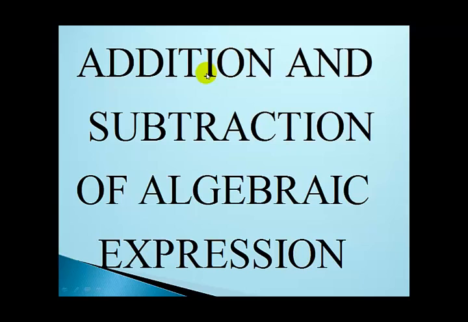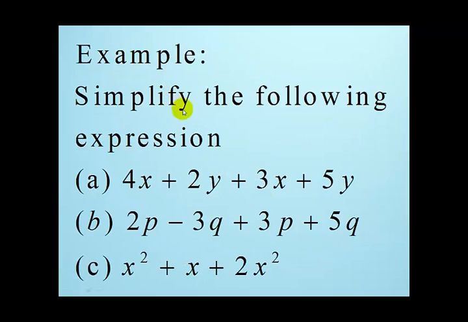Now let's look at addition and subtraction of algebraic expressions. Example: simplify the following expressions. A: 4x plus 2y plus 3x plus 5y. B: 2p minus 3q plus 3p plus 5q. C: x squared plus x plus 2x squared. Now these are the algebraic expressions we are given to simplify. Let's look at how best we can solve them.